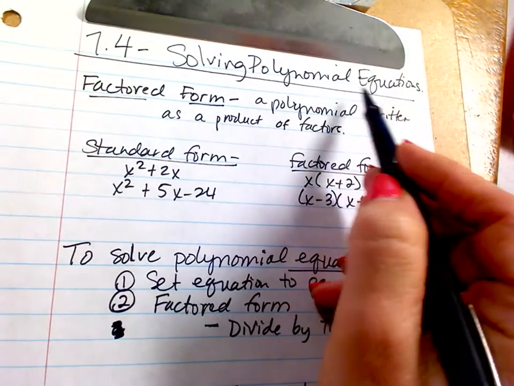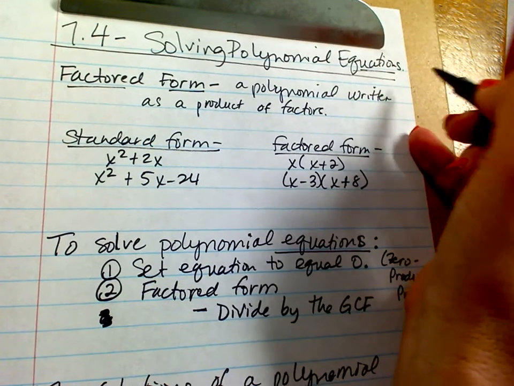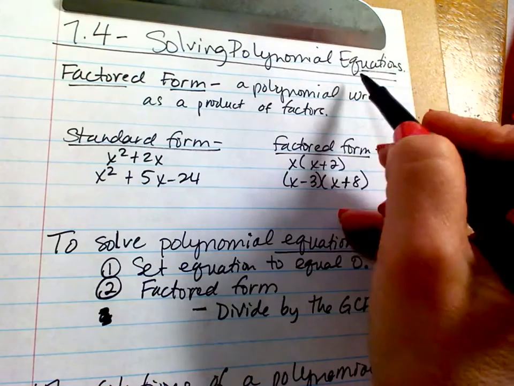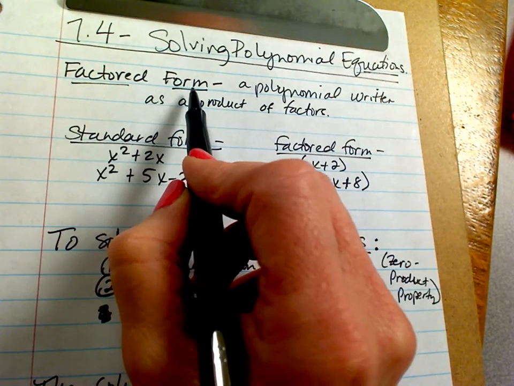So when you solve polynomial equations, notice now we have equations, so you're going to definitely see an equal sign. When we talk about solving equations, we need to understand a couple of terms. First of all, factored form.